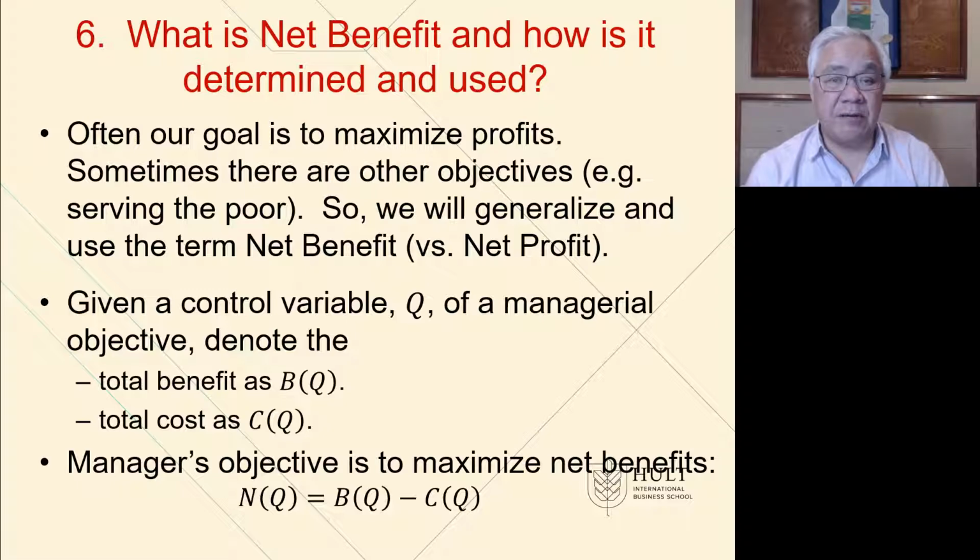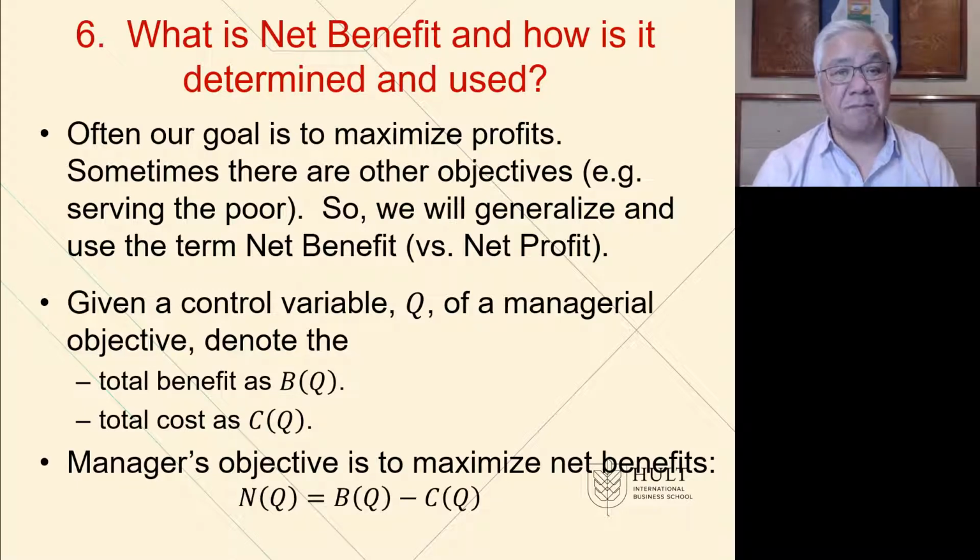So the managerial objective is to maximize net benefit, again, like net profit. So the net benefit of quantity is based on the benefit of quantity minus the cost of quantity, right? So again, this is very simple, intuitive to all of us, that profit equals revenue minus cost is the same thing. We're just changing the word slightly to benefit, or net benefit equals the benefits minus the cost.